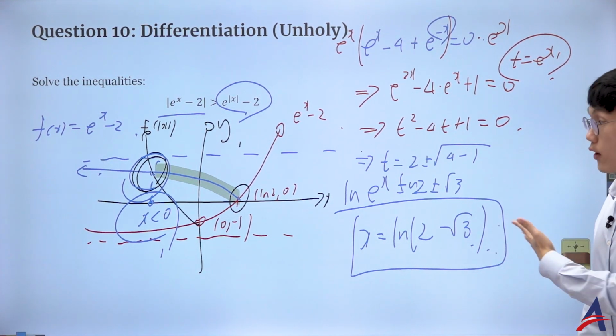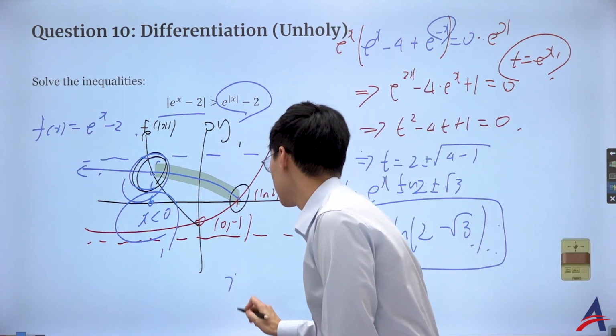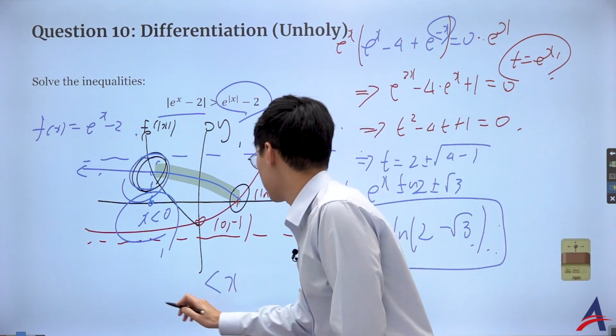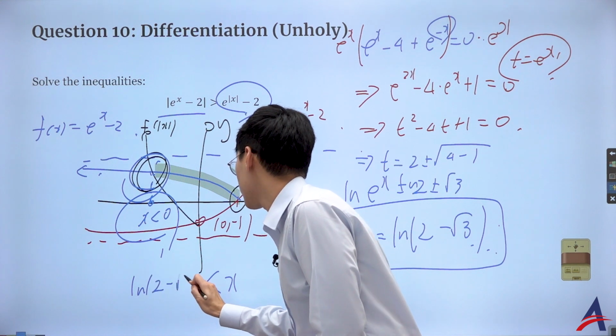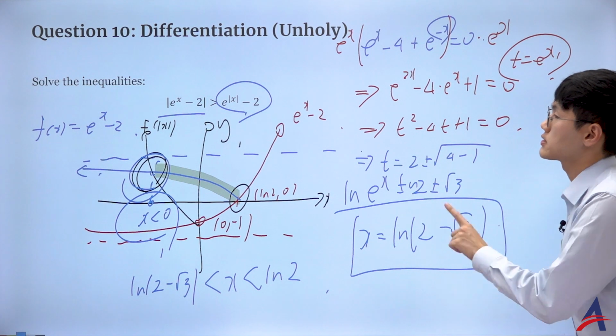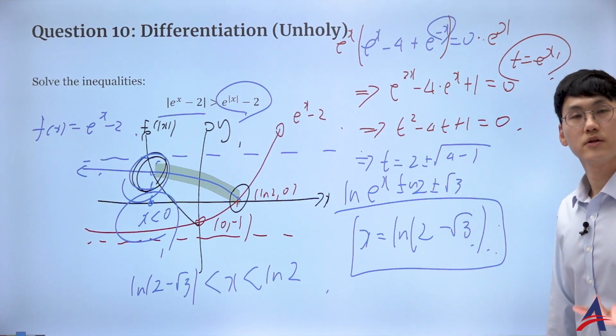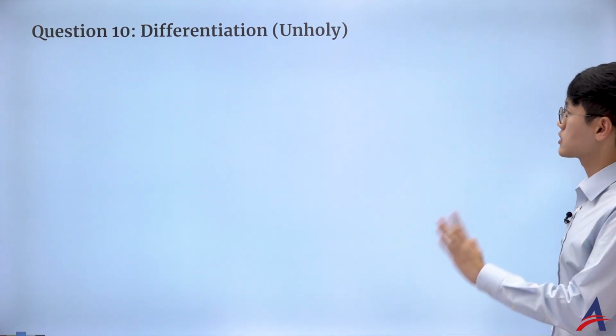Okay, so therefore, how are you going to solve the inequality? Yes, the x is going to be bigger than, what is it? ln of 2 minus root 3, and less than who? ln 2. That is precisely solving an inequality with the absolute value. Every time you see absolute value, please do not hesitate to sketch.